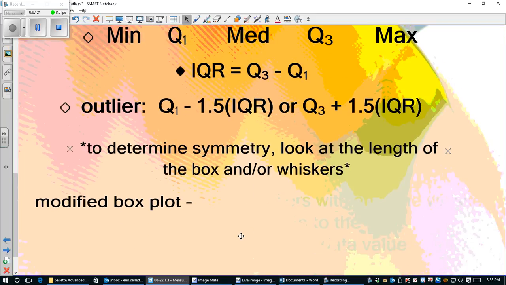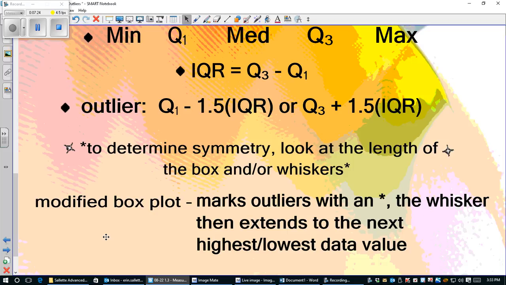You can also construct what's called a modified box plot. In these situations, you would need to have outliers in order to do so. You would construct your box plot as normal, except wherever your outlier would be, you place an asterisk. And instead of ending the whisker at that outlier point, you would end the whisker at the next highest or lowest data value, whichever end you are speaking of. We'll do an example like this sometime.